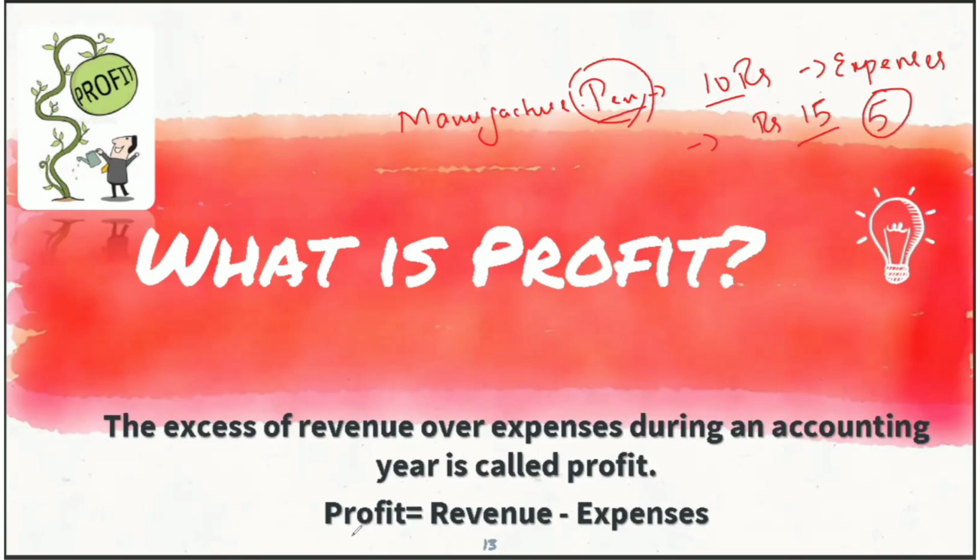Now moving on to the formula, profit is equal to revenue minus expenses. Let's apply this formula here. What is the total revenue we have generated? 15 rupees. What is the total expenses we have incurred? 10 rupees. Now profit is 5 rupees. Whatever expenses we incurred is 10 rupees, but we sold that pen for 15 rupees. So that extra 5 rupees we got, we call it a profit. Always the revenue should be more than expenses, then we call it a profit.